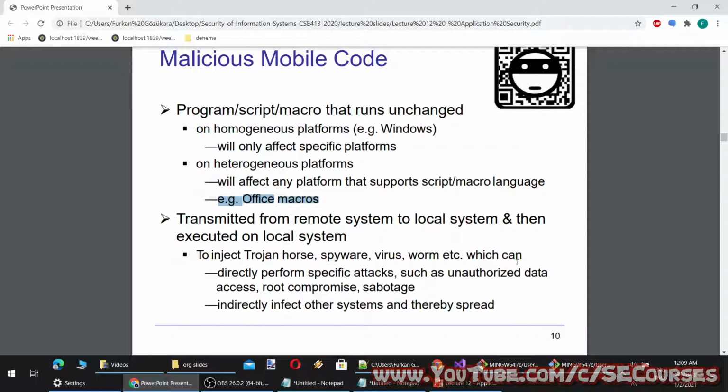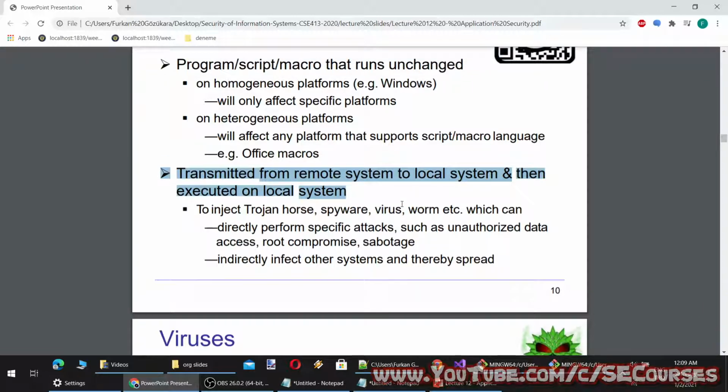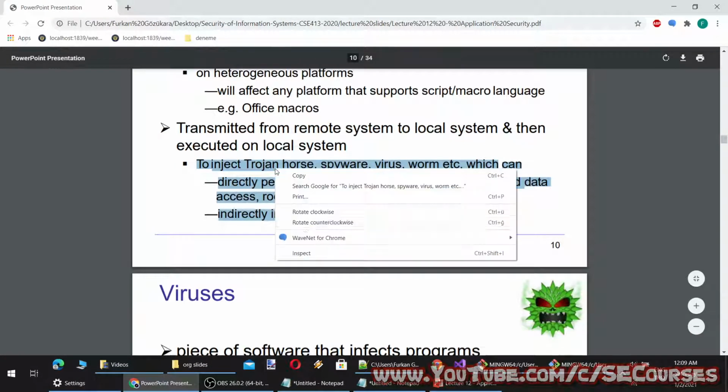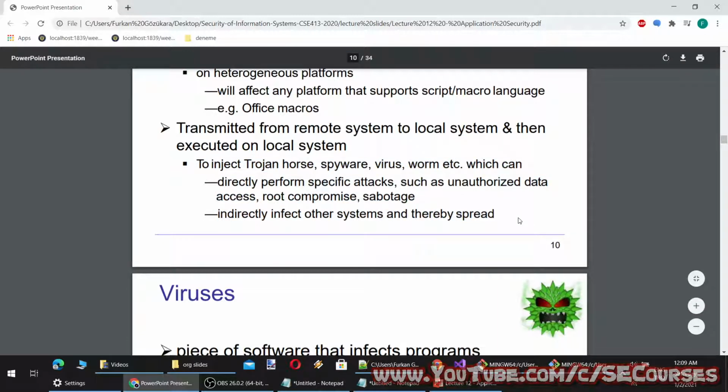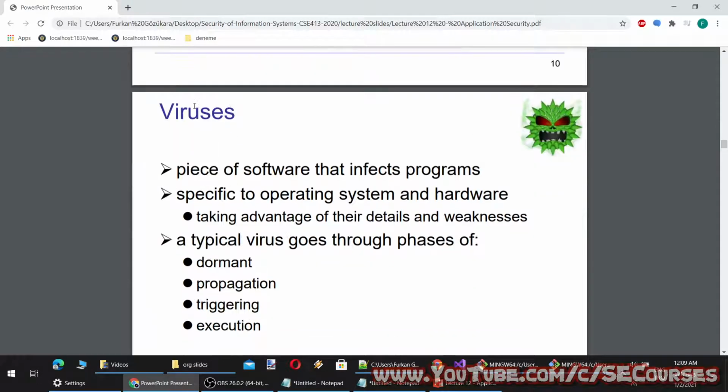However, executing Excel scripts or scripts in Office documents is extremely dangerous. Therefore, you should never allow execution of a script inside an Office document. Those scripts can do literally anything to your computer. It is transmitted from a remote system to the local system and then executed on the local system, to inject a Trojan horse, spyware, virus, worm, etc., which can directly perform specific attacks, such as unauthorized data access, root compromise, sabotage, or indirectly infect other systems and thereby spread.